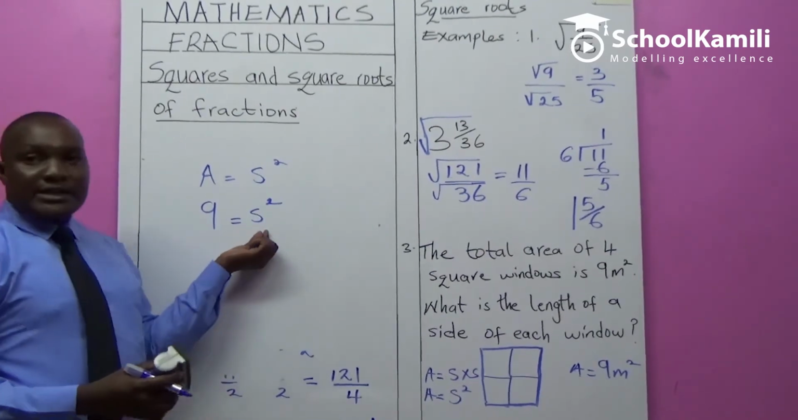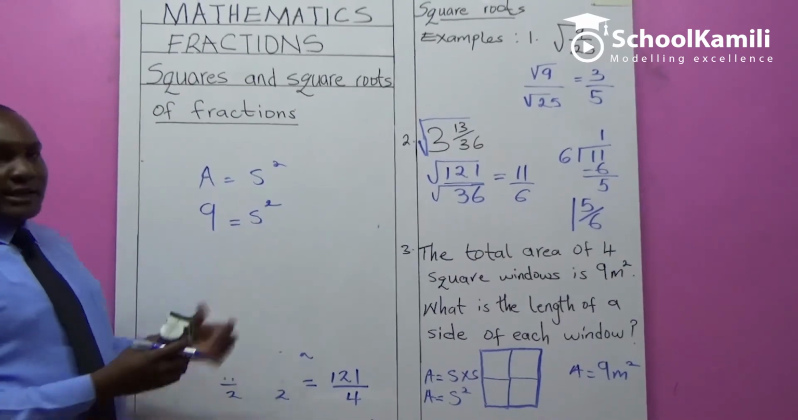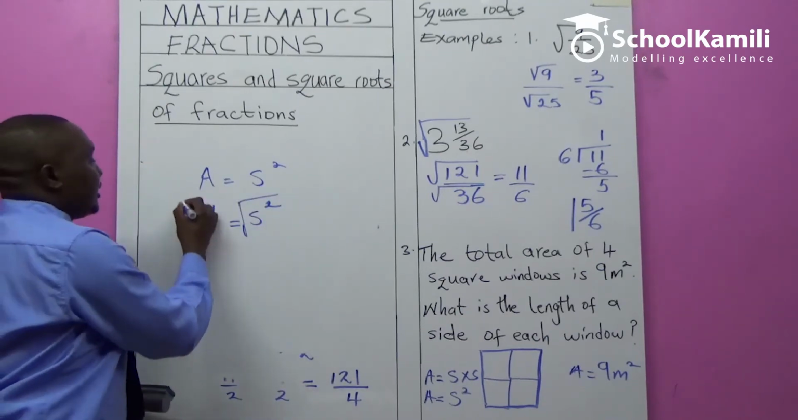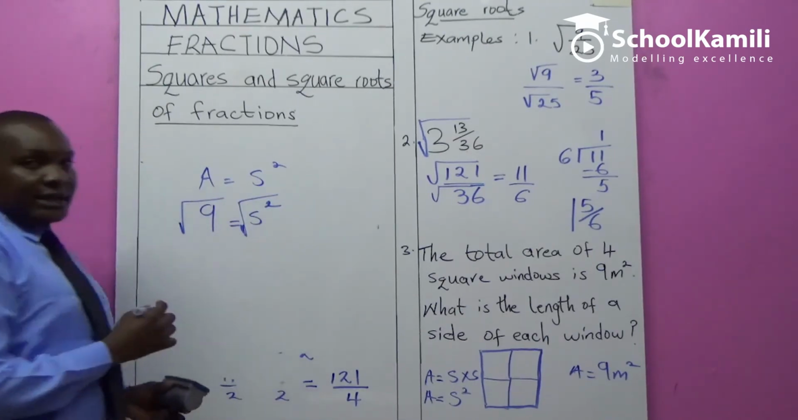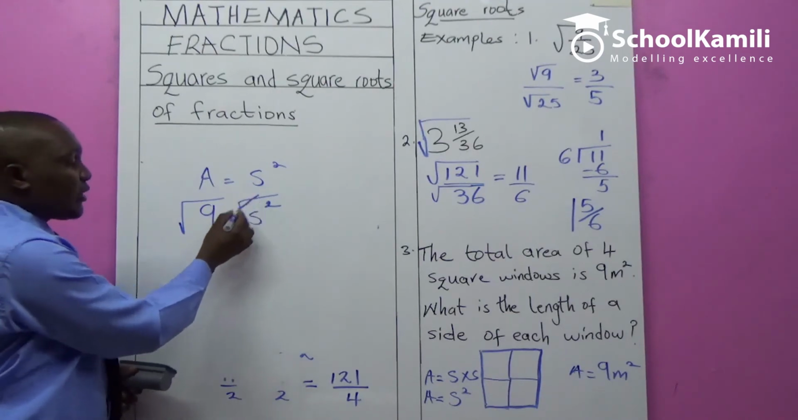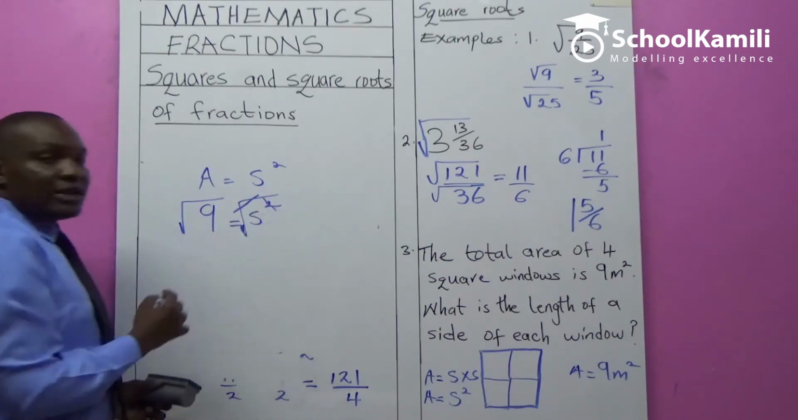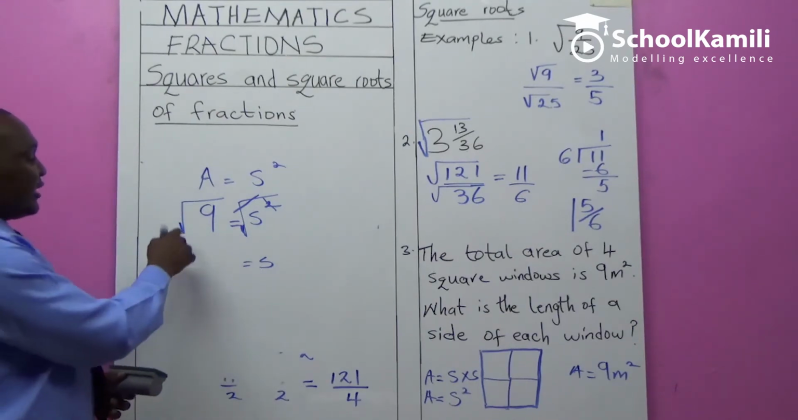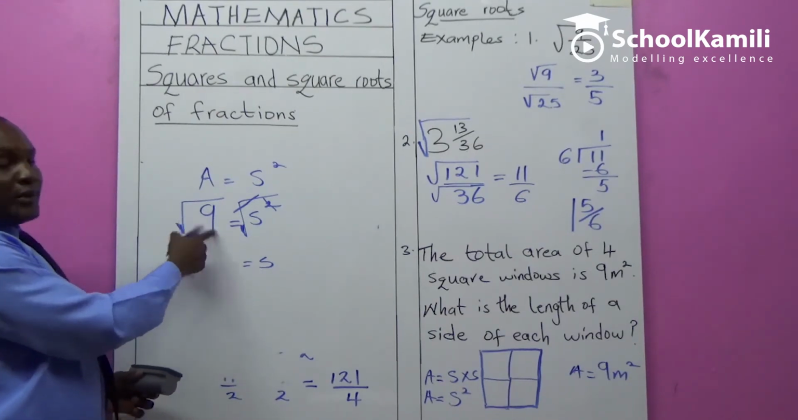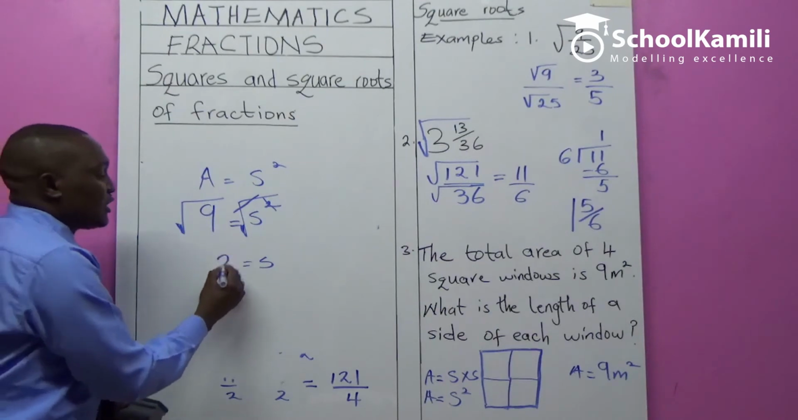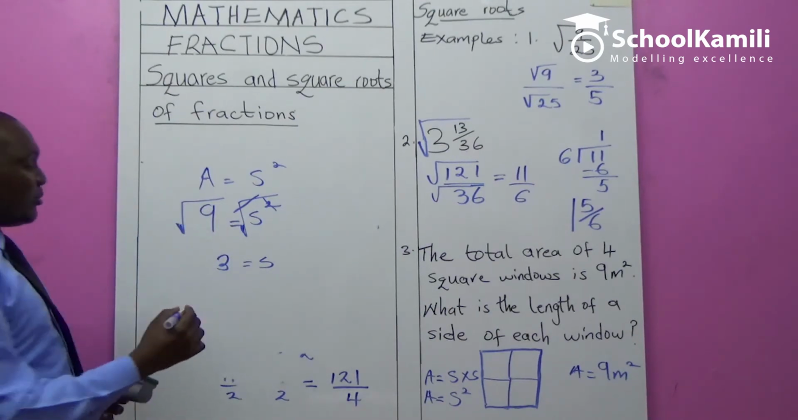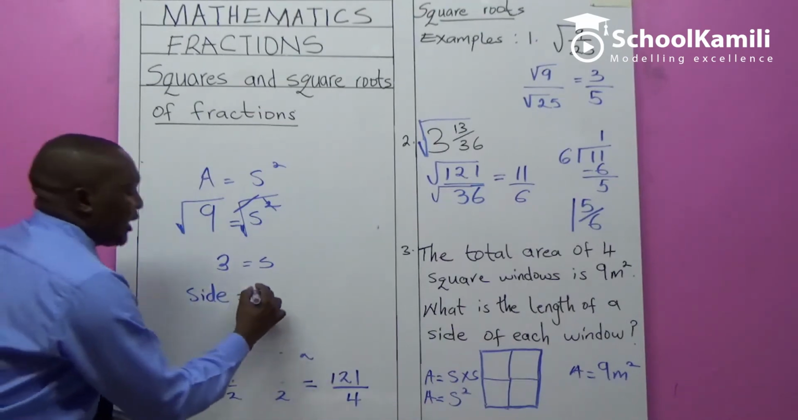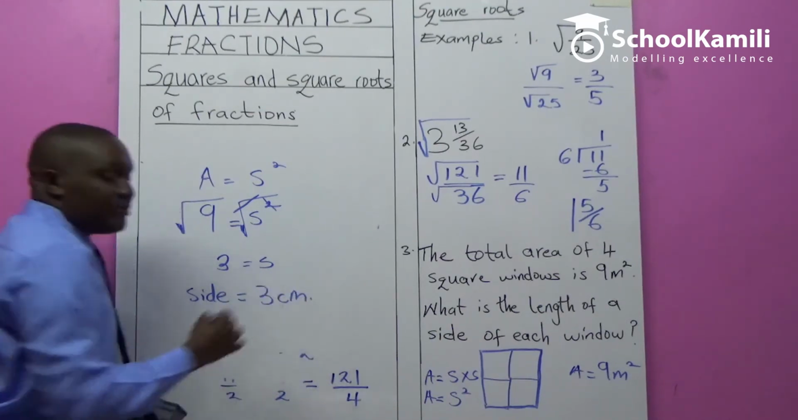From here, how can you get side squared? How do you get the side? Do the square root on both sides. The square root on this side will cancel the square, and you remain with side only. Then get the square root of 9. We already know that the square root of 9 is what? 3. Which means the side of the bigger square is 3 centimeters.